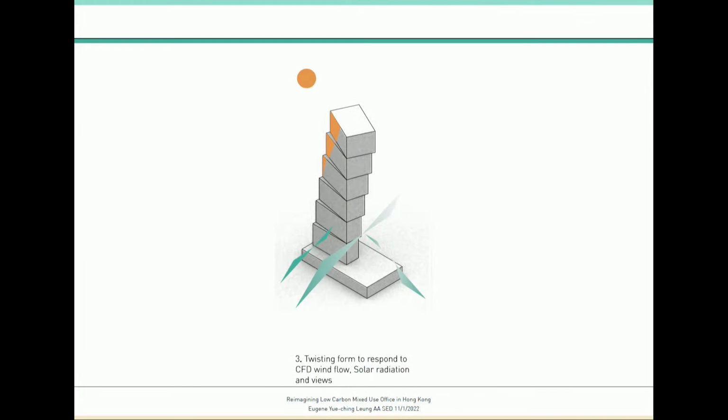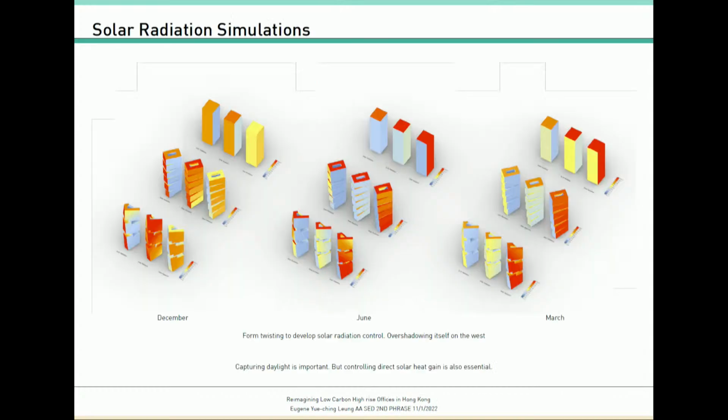And now I'm going to show you how my building is being twisted in terms of form. Looking at the solar radiation studies, solar radiation is a challenge, especially in hot climates like Hong Kong. With the twisting idea, I can allow the building to overshadow itself from the west side of the facade, so it prevents the hot summer afternoon sun.